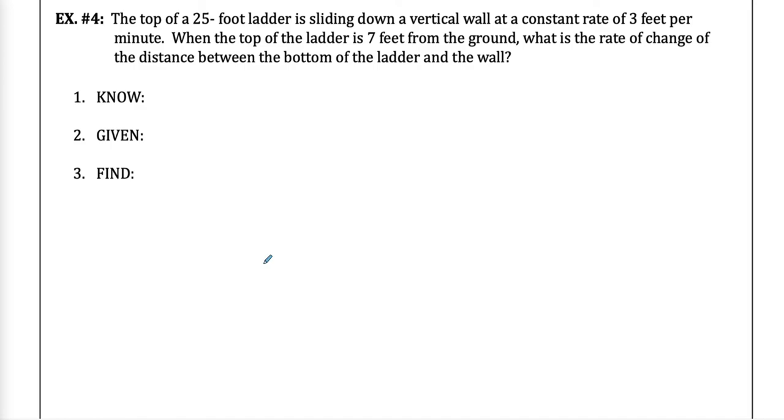Okay, so different kind of shape. The answer key for this problem is slightly wrong too. So I had some people look at it yesterday and ask me about it. There's some typos in the answer key. The top of a 25-foot ladder is sliding down a vertical wall at a constant rate of 3 feet per minute. When the top of the ladder is 7 feet from the ground, what is the rate of change of the distance between the bottom of the ladder and the wall?